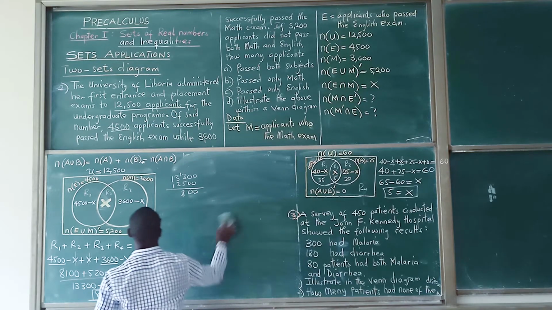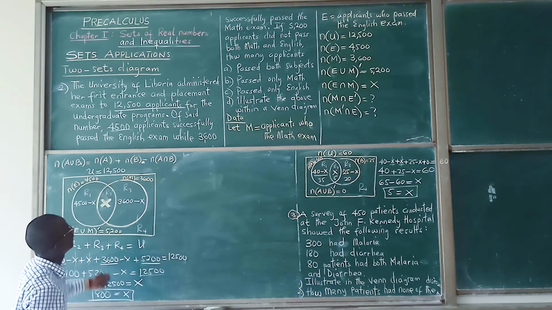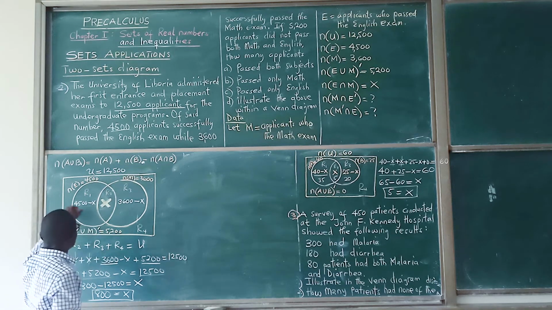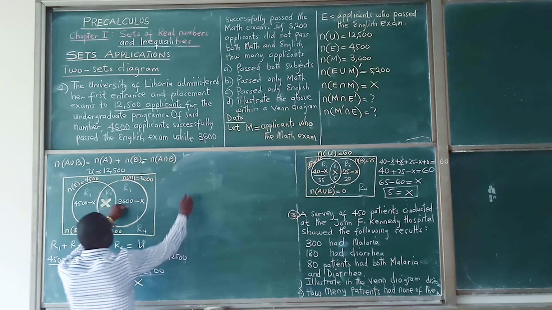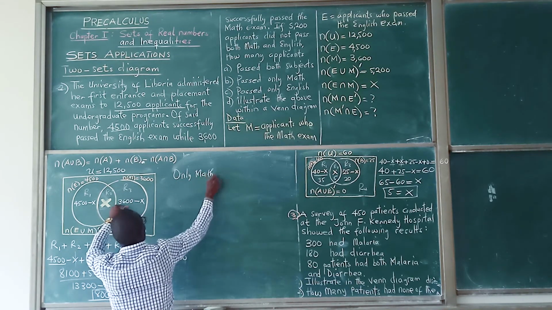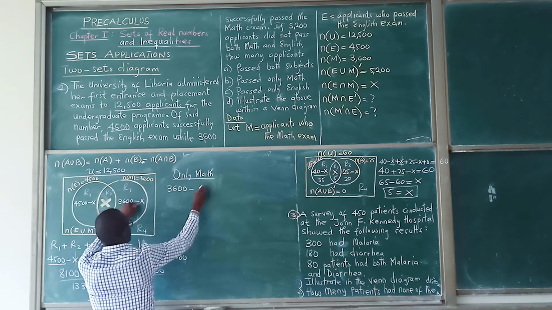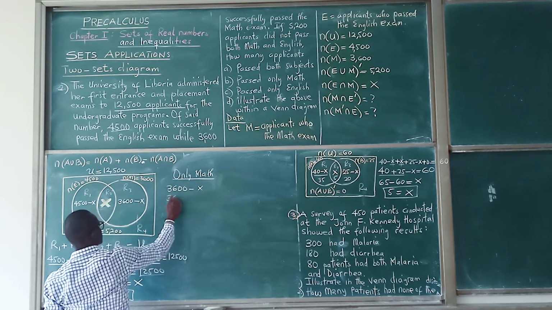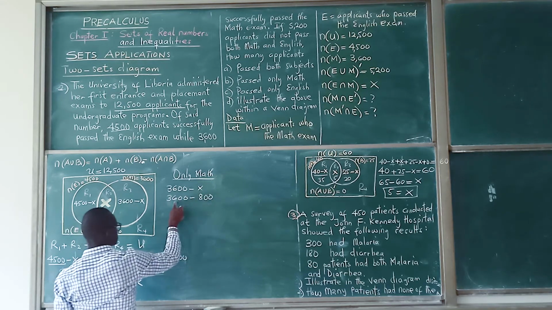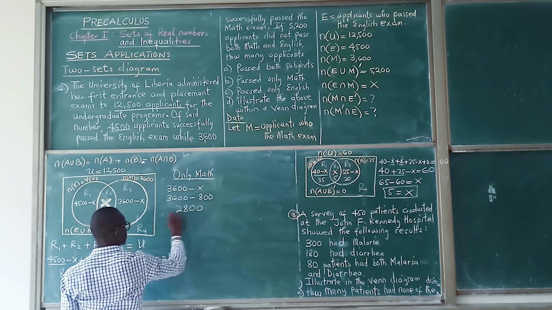Now, since we know that 800 persons pass both the English and the math, they're asking us to find how many persons pass only math. So this is only math. Only math should just be 3,600 minus x. And what is x? x is 800. So you subtract 800 from here, you get 2,800, right?